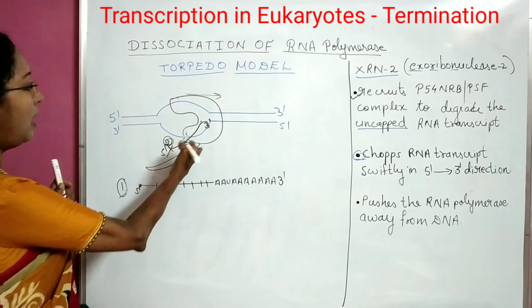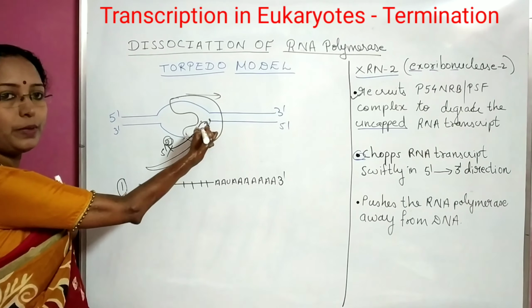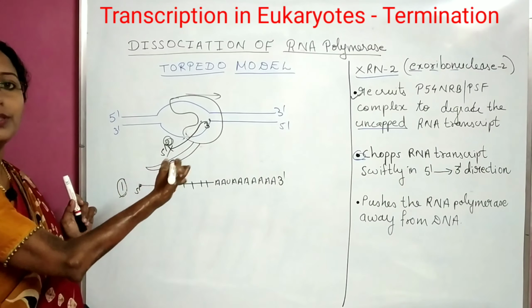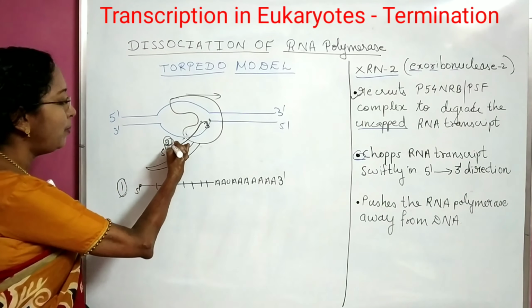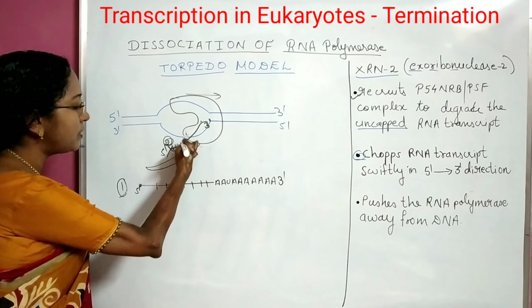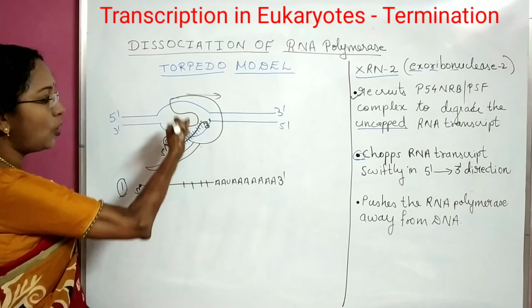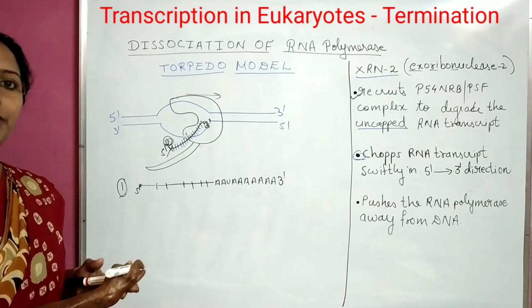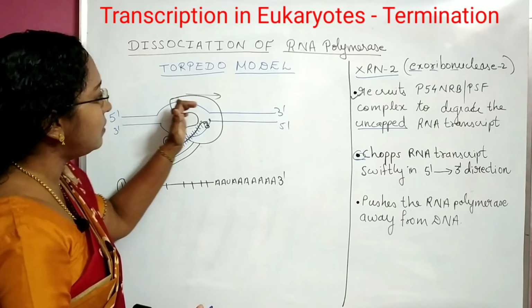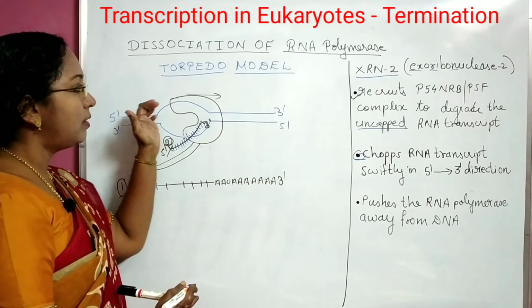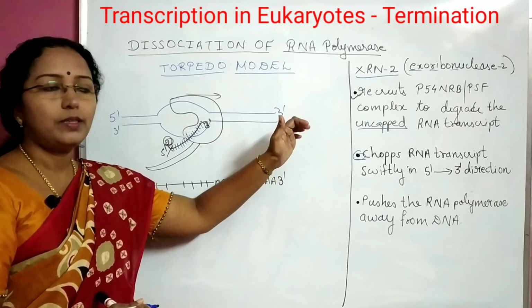So this is the RNA that is formed in the 5' to 3' direction without cap. So this particular enzyme XRN2 recruits that particular factor, and because of which it chops the RNA which is getting formed immediately. And this chopping is very swift, very fast, faster than the rate in which the RNA is moving forward. The chopping will be faster than the rate in which the RNA is moving forward.